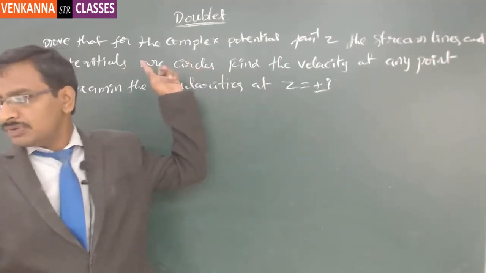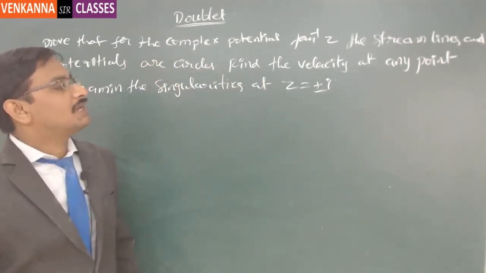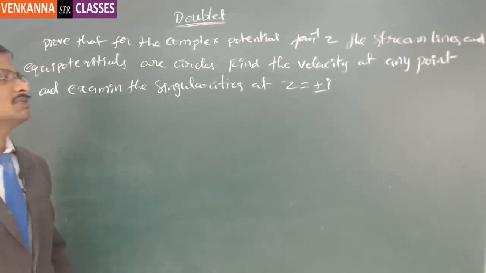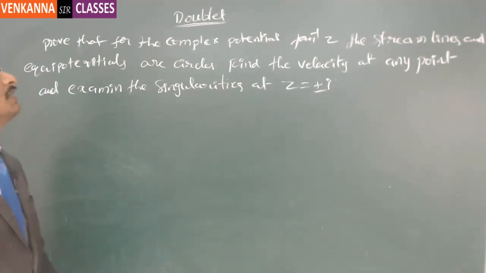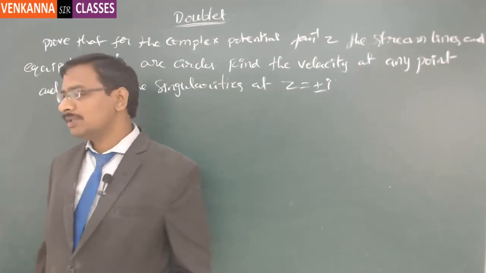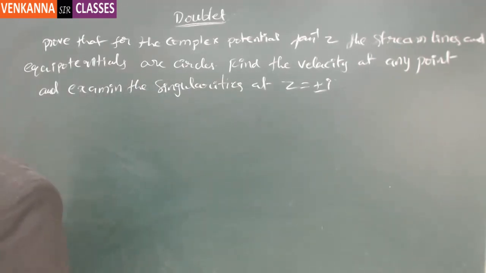So first of all, you take the first part of it. Prove that for the complex potential tan inverse Z, the streamlines and the equipotentials are circles. That is the part you have to be solving. Got it? That should be easier only. So W is given. He asked us to find out the phi value and psi value, and those need to be circles. That should be straight away a complex analysis problem, nothing related to fluid dynamics.